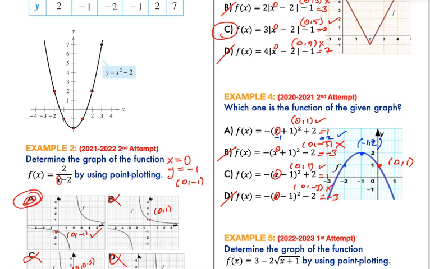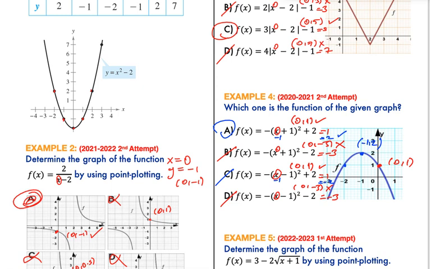Option C, substituting negative 1 gives us negative 1, negative 1, negative 2, negative 2 squared 4, negative in front, negative 4 plus 2, negative 2. That's not correct. Our point here is negative 1, negative 2. We are supposed to get negative 1, 1. So C is not true, A is true.